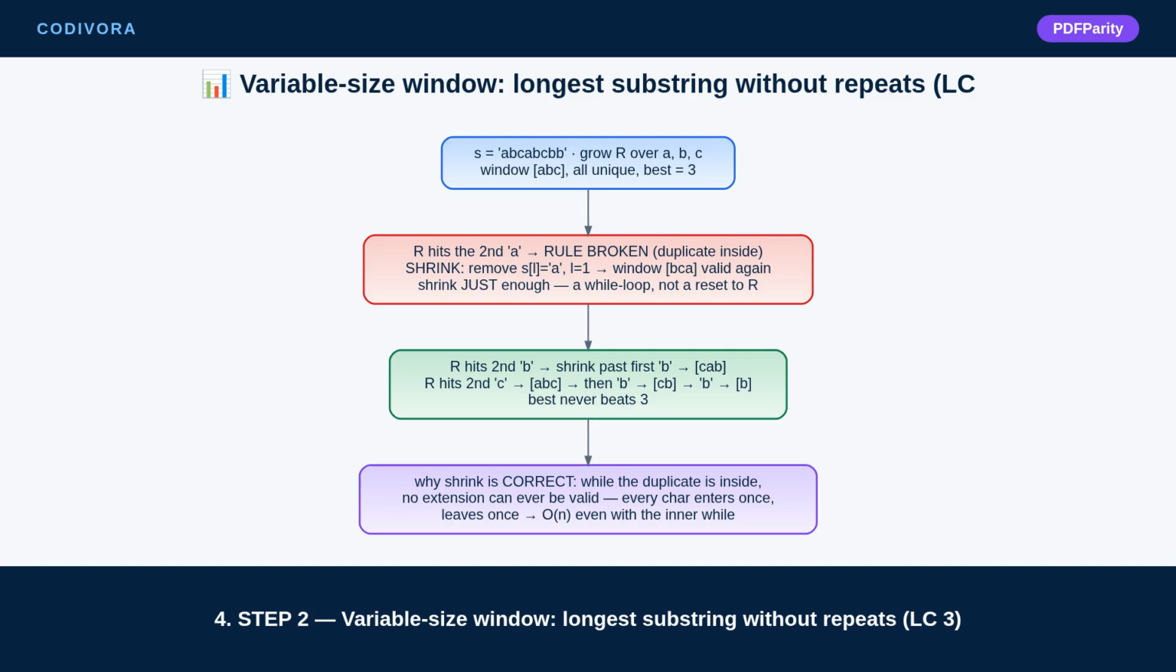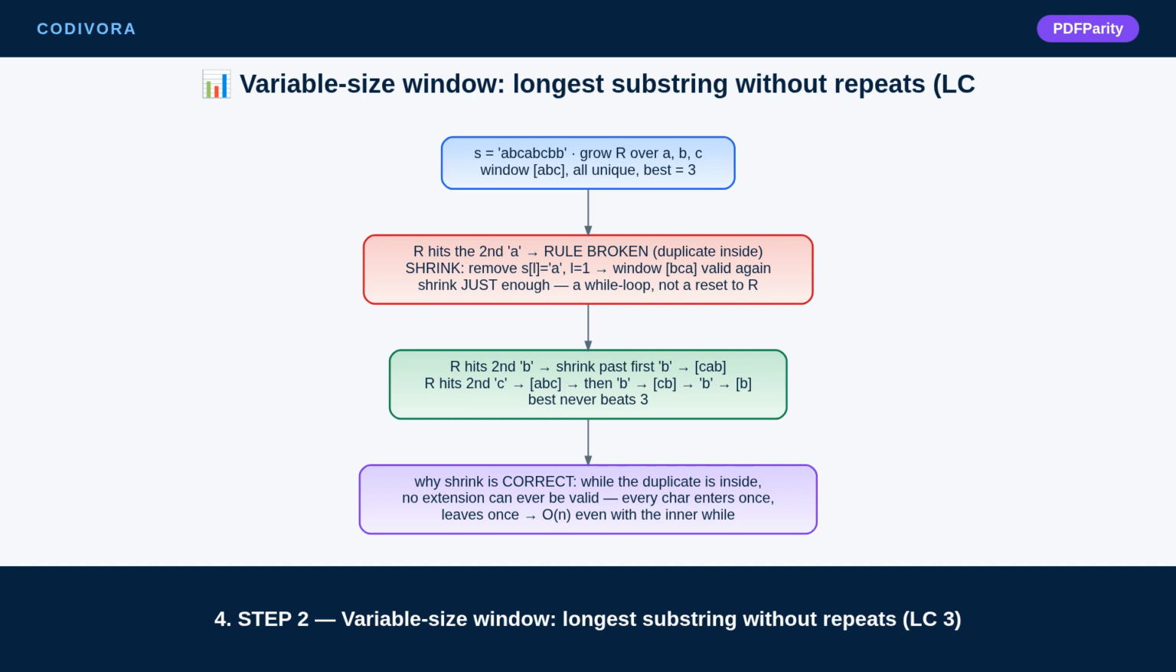Two lines are load-bearing. The while, not if: one entering character can require evicting several, and if leaves the window invalid and every later answer wrong. And best is updated only after the while. Measure the window only when the invariant holds. The shrink condition is the part to narrate in an interview.